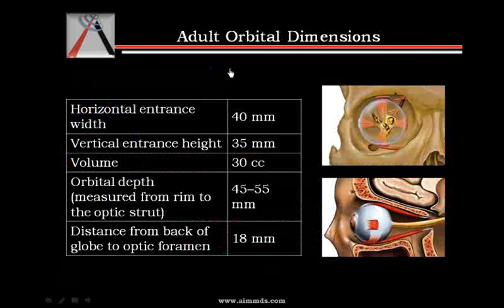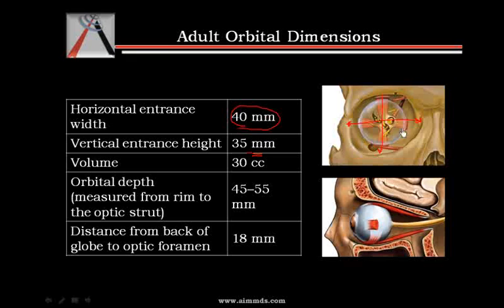Let's see some of the dimensions of the orbital cavity. In that we have the horizontal entrance width. Now when we say horizontal entrance width, we are talking about this width. This horizontal entrance width is 40 millimeters, while the vertical entrance height is 35 millimeters.